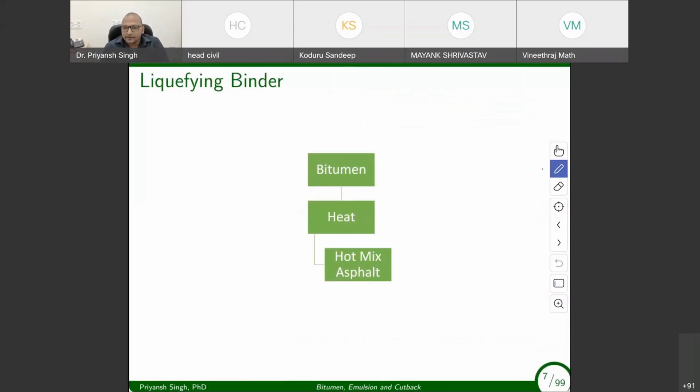Now, in order to use the binder for any construction purpose, first we need to liquefy it. The most conventional way to liquefy asphalt binder is to heat it. Whenever we use this methodology of heating, the asphalt mixture that we get is popularly known as hot mix asphalt. Most of the asphalt material we use falls in this category, whether it's your BC mixtures or any other kind of mixture.